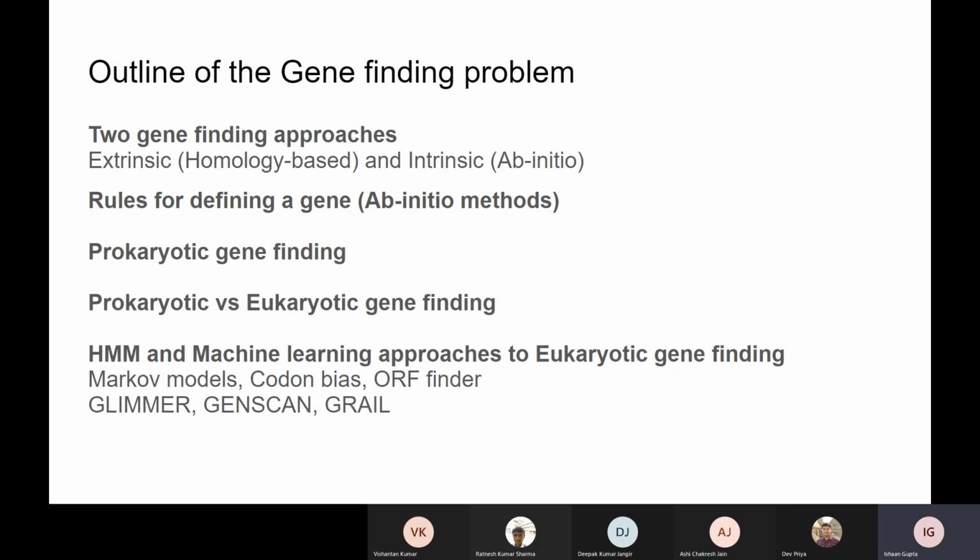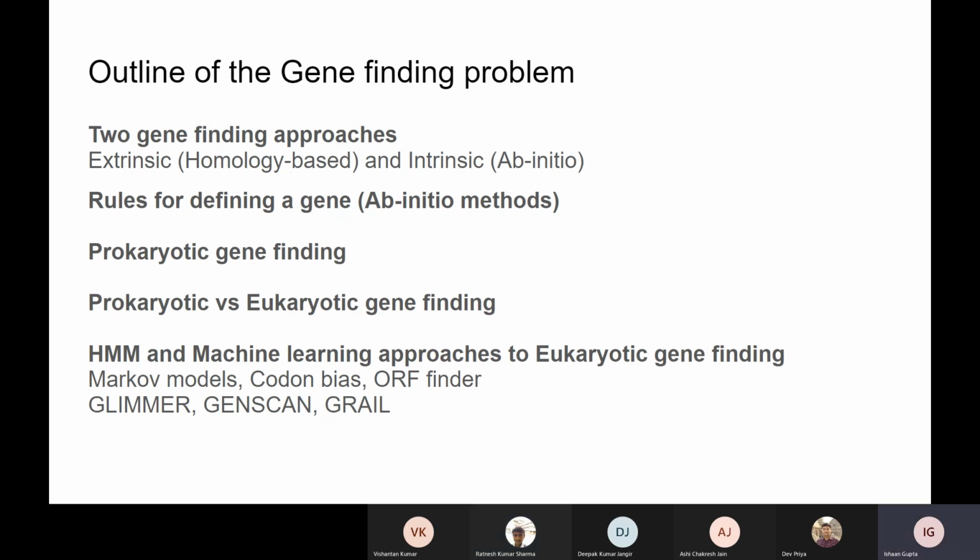So do prokaryotes, are they more gene dense versus eukaryotes? Yes, sir. In prokaryotic genomes, like almost the total E. coli genome is made up of genes. Very few percentage of the genome is non-coding. On the other hand, in eukaryotes, 95% of the genome is non-coding. Only 5% is coding. Exactly.